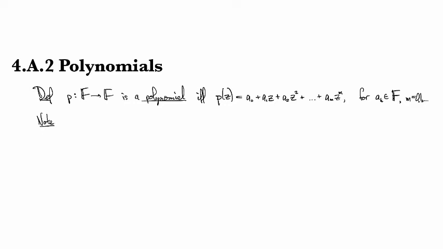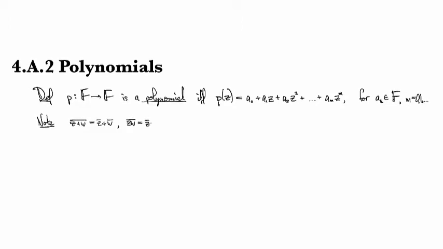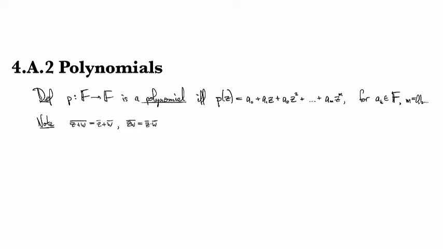Okay, and so notice that in the last video we saw that if you have z plus w and you take its conjugate, or if you have z times w and you take its conjugate, then it's the same thing as if you took the conjugates first and then did the arithmetic operation, right? And so this has consequences for polynomials, which are basically just sums and products, right?